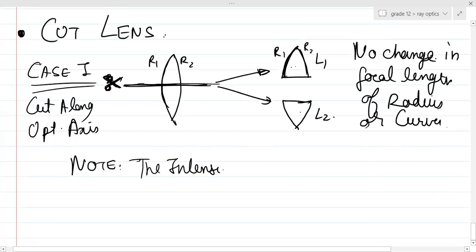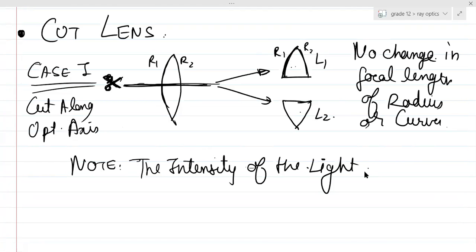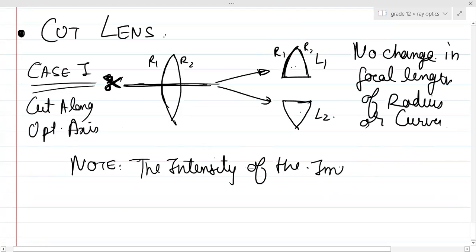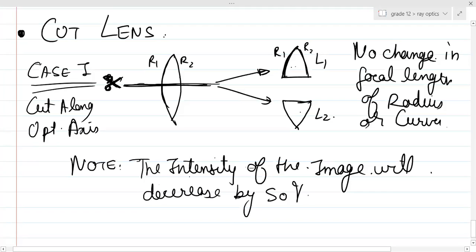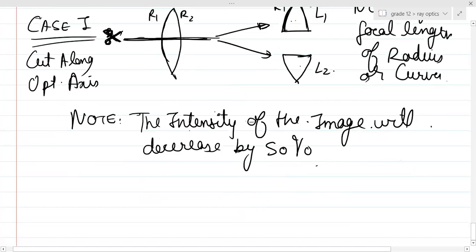The intensity of the image will decrease by 50%. As the lens is cut from the middle, it will reduce by 50%. You don't have cases when it is cut from any one particular place, right? You have only cut from the middle. That's it. Even school level, JEE level. So the intensity of the image will decrease by 50%. Is it clear?